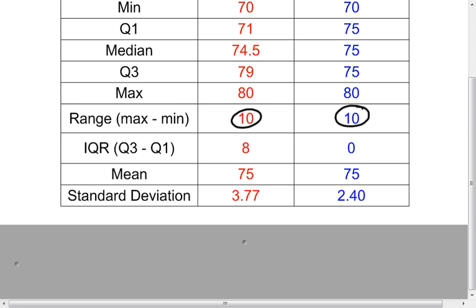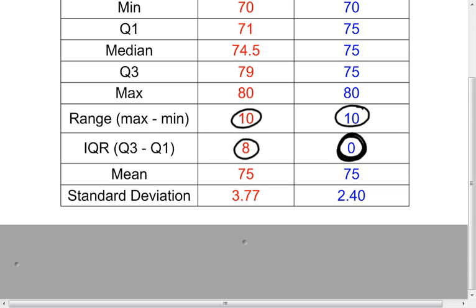IQR is another way to measure spread. And it looks like the Dolphins have an IQR of 8, and the Sweet Peppers have an IQR of 0. So definitely the Dolphins have a bigger number, bigger spread according to the IQR. But what's puzzling about using that piece of data in this case is that the IQR here is 0. And 0 tells me that there is no spread or no difference in all the pieces of data in the set.